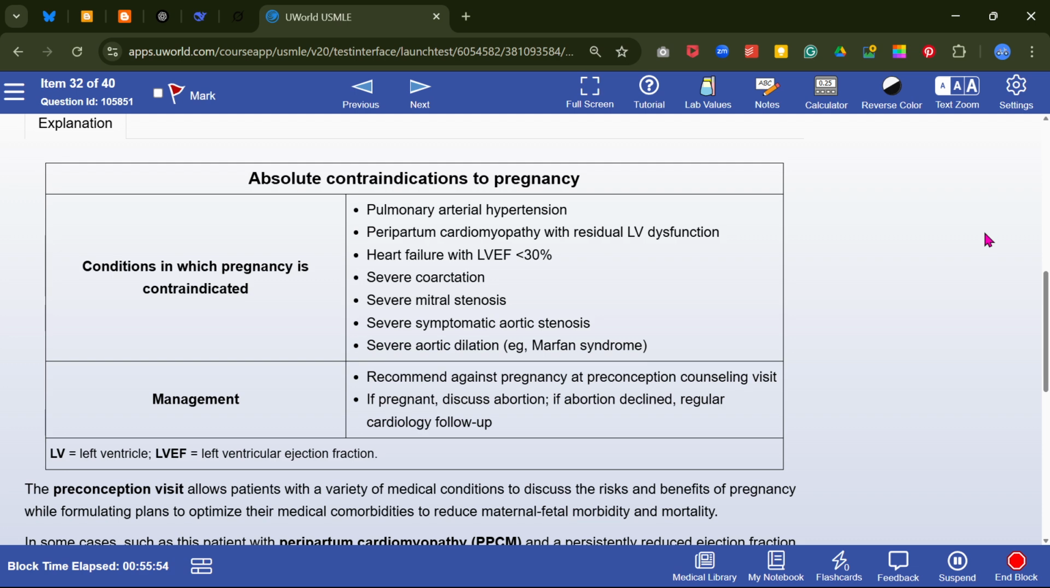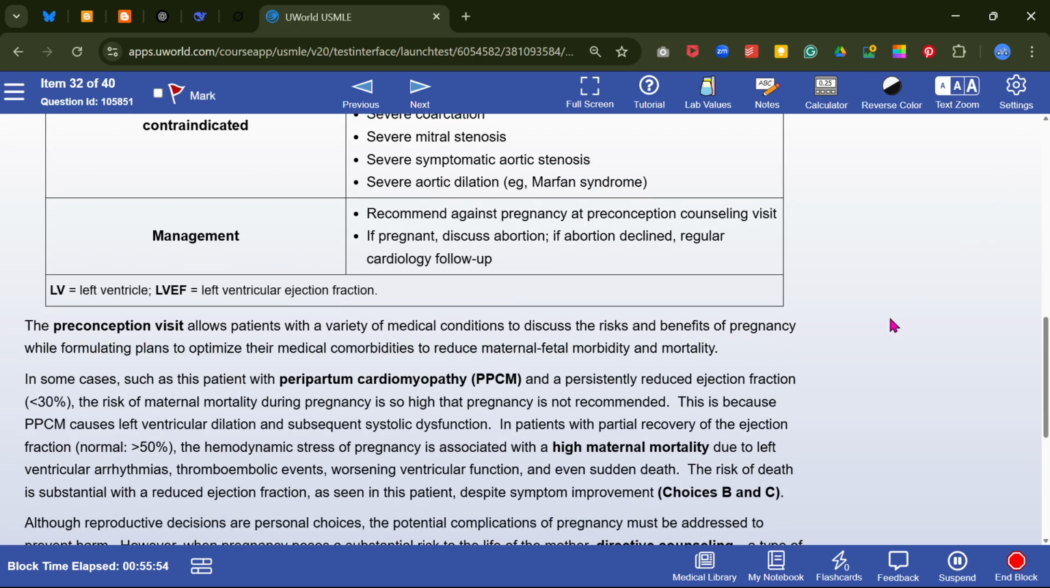That is Marfan syndrome. Management is to recommend against pregnancy at the preconception counseling visit. If the patient discusses abortion and abortion is declined, regular cardiology follow-up. The preconception visit allows patients with a variety of medical conditions to discuss the risk and the benefit of pregnancy while formulating plans to optimize their medical comorbidities to reduce maternal and fetal morbidity and mortality.